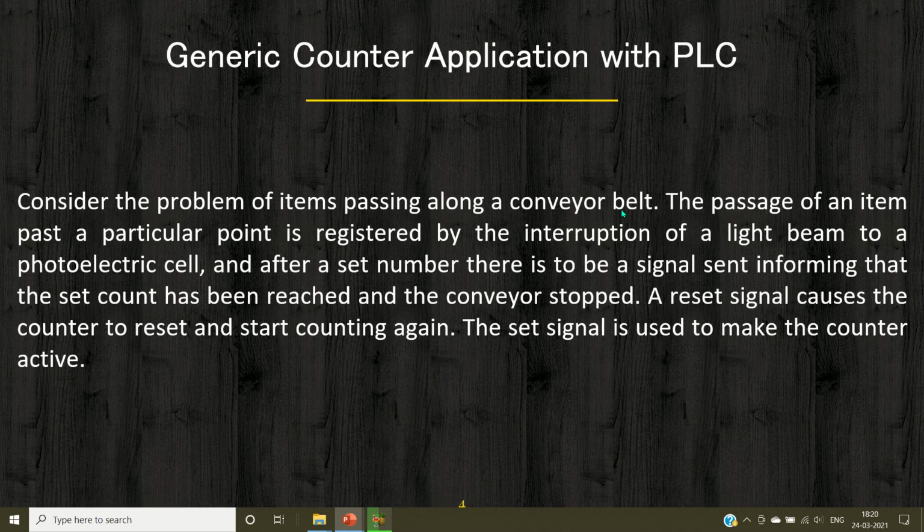There is a conveyor belt and there are items passing along the conveyor belt. The passage of an item past a particular point is registered by the interruption of a light beam to a photoelectric cell. And after a set number, there is to be a signal sent informing that the set count has been reached and the conveyor should be stopped. A reset signal causes the counter to reset and start counting again. The set signal is used to make the counter active.